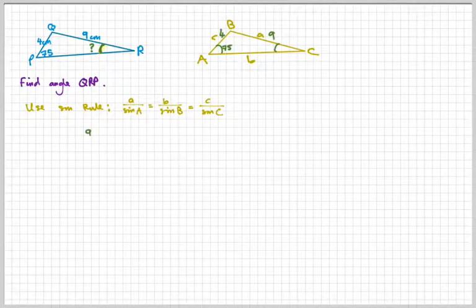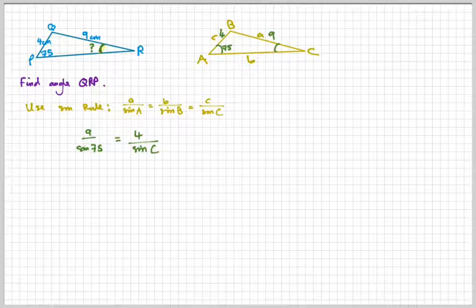Maybe you want to pause the video now and see if you can use the sine rule. If you're not sure, here's the start of it. So we know what A is. We know A is 9, so it's 9 over sine of 75 is equal to 4 over sine of C. Now C is the side we're looking for.